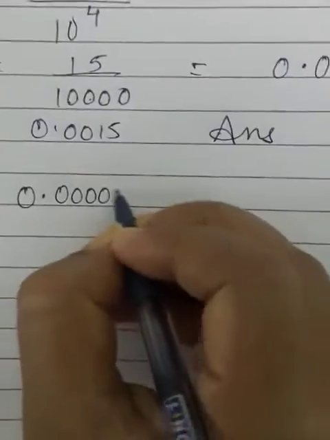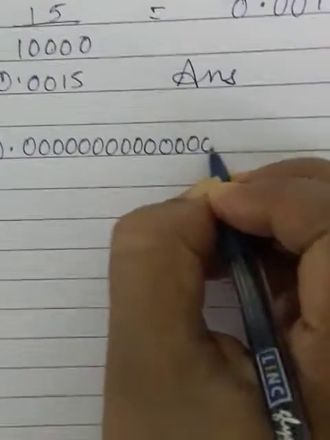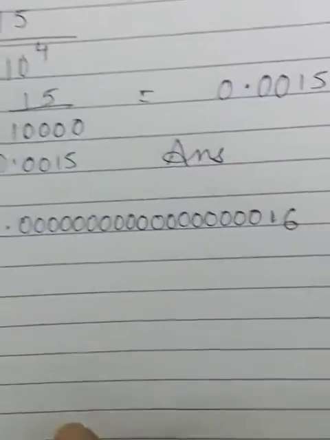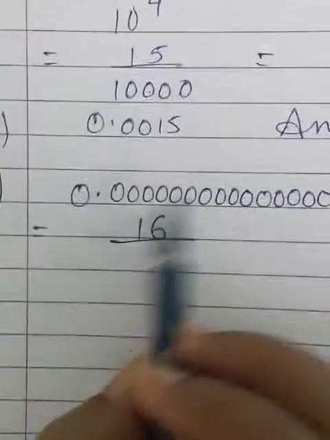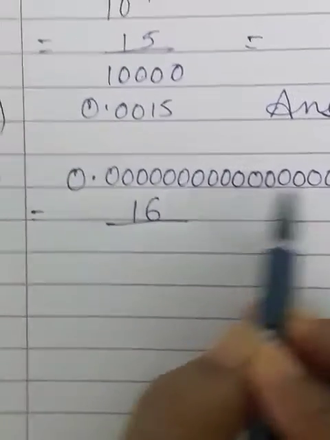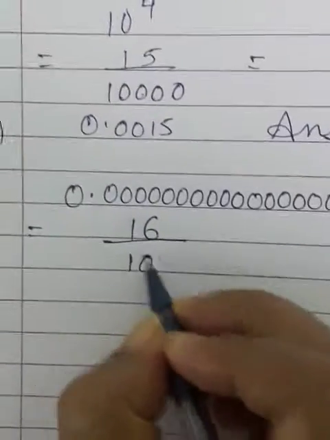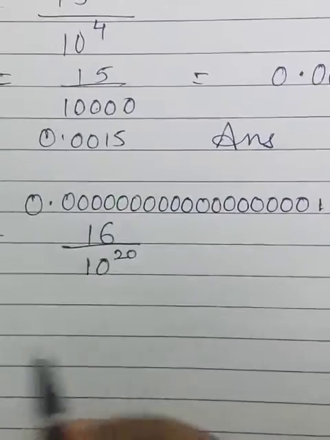2, 3, 4, 5, 6, 7, 8, 9, 10, 11, 12, 13, 14, 15, 16, 17, 18, 19, 20. Okay. Now we have to write this in the standard form. Now what is this one actually? This is 16 over, there are 20 digits. So over, this means 10 to the power 20, because there are 20 digits here.